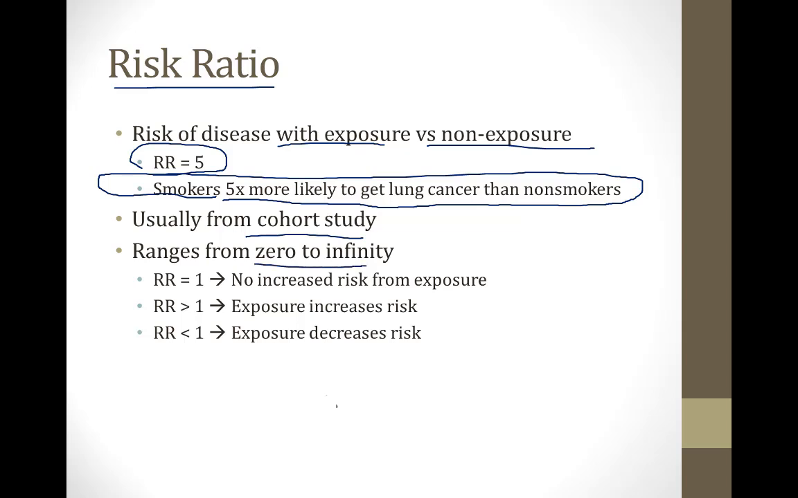So a risk ratio of 1 means there's no increased risk of disease if you're exposed. A risk ratio greater than 1 means exposure increases the risk. And if it's less than 1, it means exposure decreases the risk. This is sometimes called a protective exposure down here with the risk ratio less than 1.